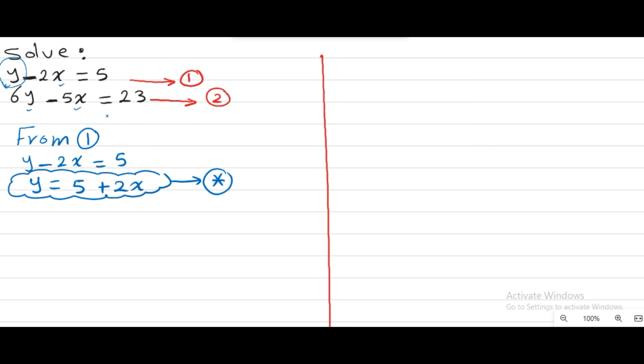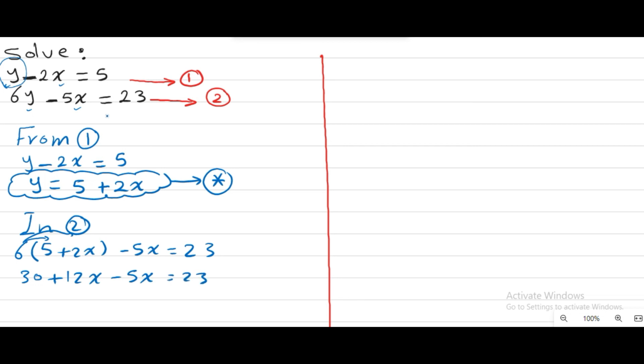If we get y from equation 1, we'll substitute in equation 2, so I'll say in equation 2, 6 multiply, put the value of y in its place, 5 plus 2x, minus 5x equal 23. Here we have one equation in one variable. We have to solve to find the value of this variable. Expand the bracket, it's 30 plus 12x minus 5x equal 23.